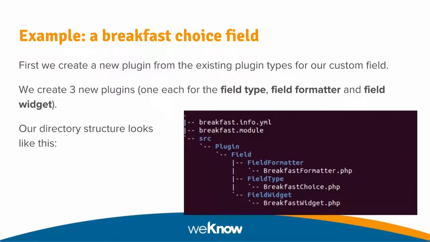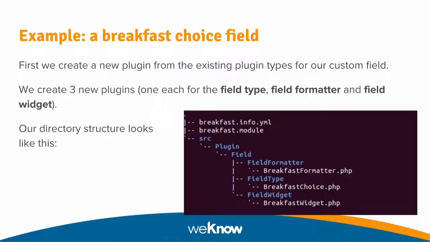Okay, so let's say we're trying to create a new plugin to show a field to render the choice of breakfast that a guest at our hotel is going to have, or at a venue, or at a wedding, whatever, right? So we have this breakfast module whose sole purpose is to create a field which is going to ask the user what kind of breakfast they want to have today, right?